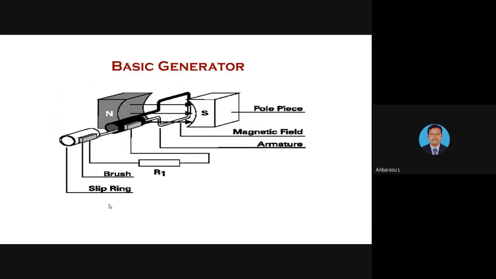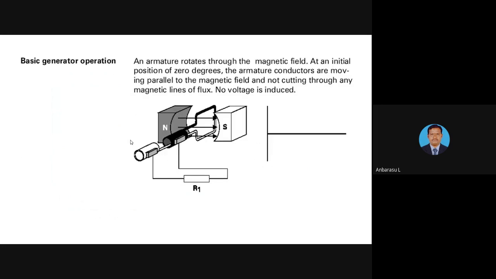For a simple explanation, we can take only one rectangular shaped conductor. Here, half of it is the black conductor and the other half is the white conductor. The black conductor is connected to the black slip ring, and the white conductor is connected to the white slip ring. For the diagrammatic representation, we should note this. Initially, the black conductor is in the upper direction and the white conductor is in the downward direction. This is the initial position, which we take as 0 degrees.